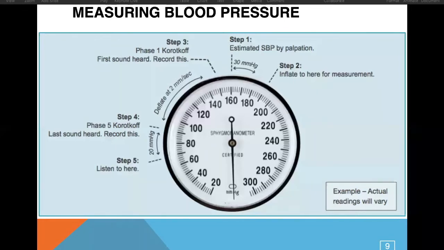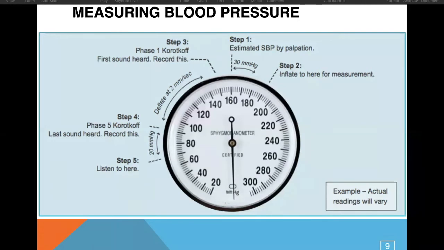When you're doing this manually, don't split hairs. Just go for the most even number. So I wouldn't record a 147. I'd either record a 146 or a 148, for example. So the first time I hear the sound, I want to tuck that number away in my memory and then continue to let the needle slowly deflate. And I'm going to have to adjust the valve to make sure it does this at about 2 millimeters per second, which means I want a nice steady rate of drop of that needle.